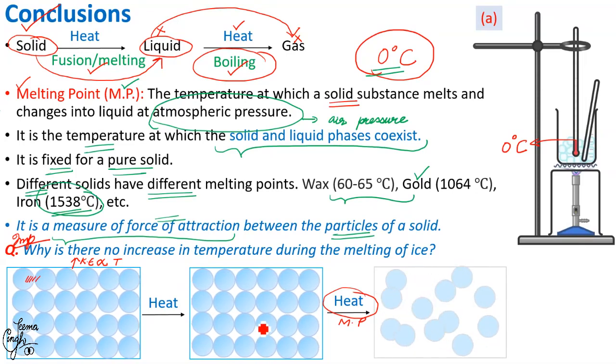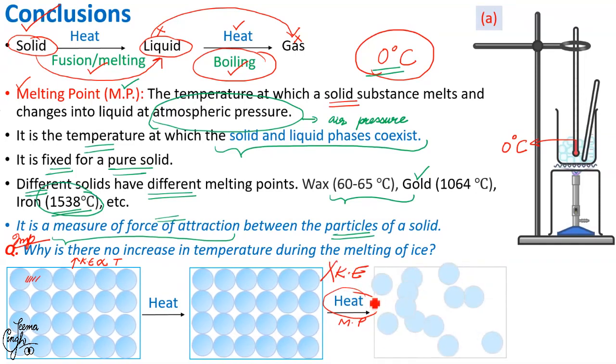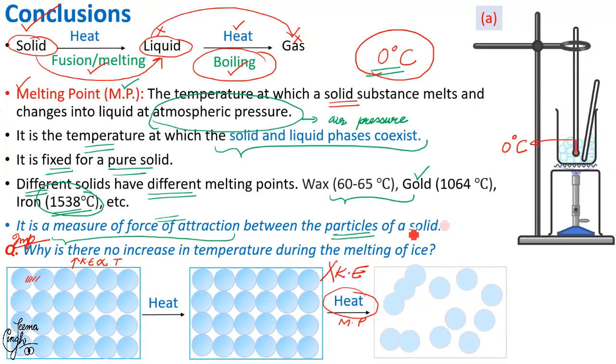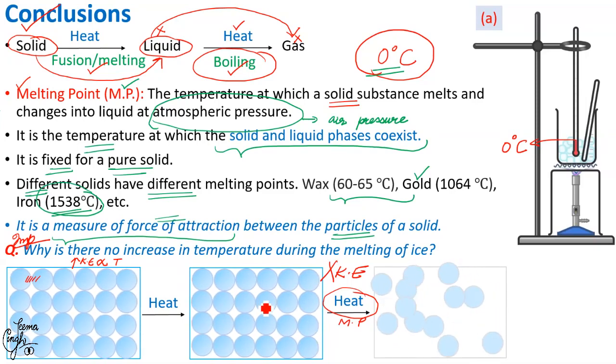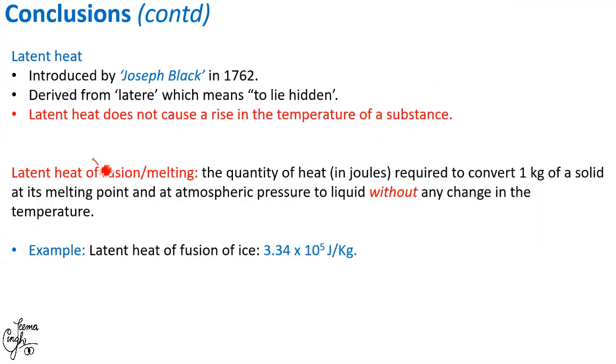Dear learners, note that this heat is now not being used in increasing the kinetic energy. Okay? It is only being used to loosen the forces between the ice particles. And since kinetic energy is not increasing, your temperature also remains constant at 0 degrees Celsius in case of melting of ice. This heat energy, which is going into the ice but is not increasing its temperature, is being used to convert the state of ice from solid to liquid water and is known as latent heat of fusion or latent heat of melting.